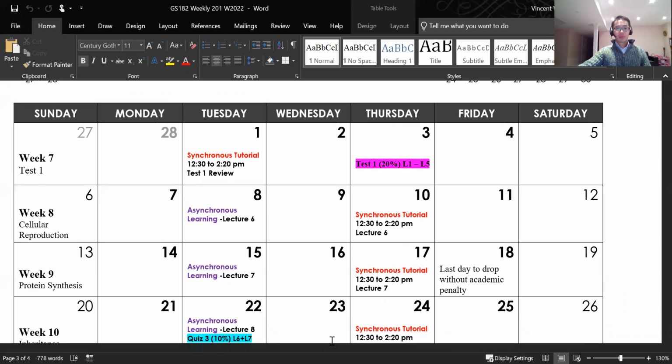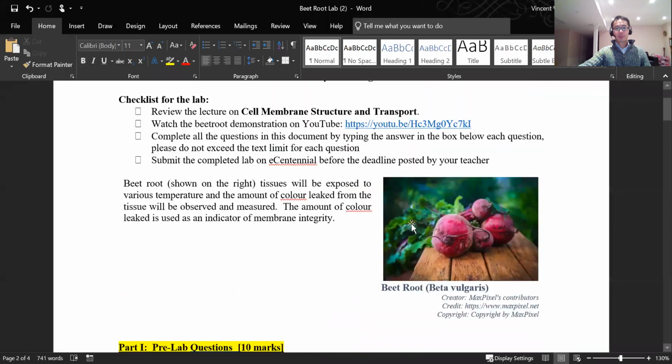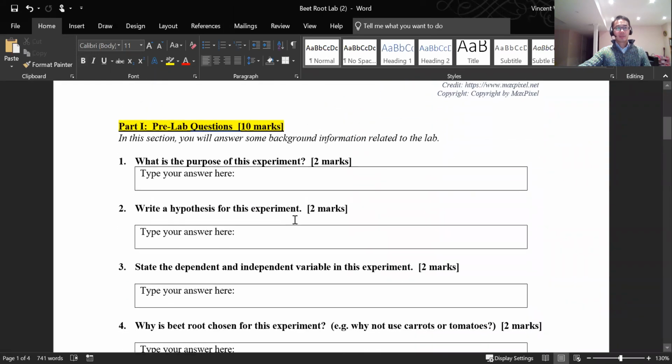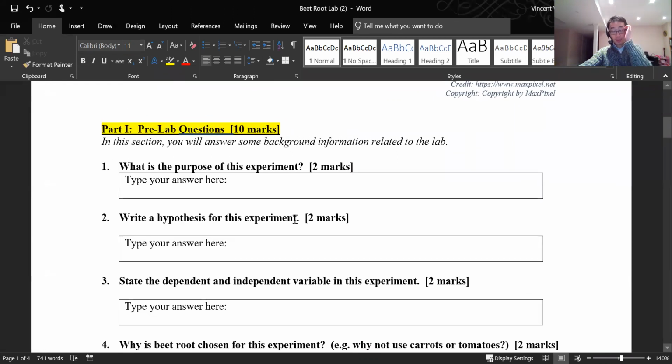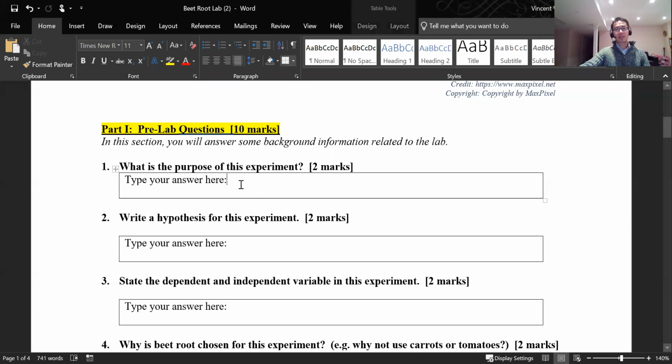Okay, so let's take a moment and talk about the Beetroot Lab. You probably have read my feedback already, but maybe it's a good idea for me to go through it with you. I mean, the lab was not done as well as I hoped it to be. Not sure what the problem was, but again, a lot of people seem to have not watched the video and they just search up answers online.